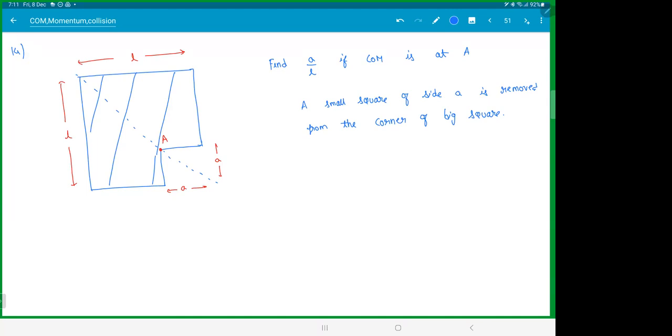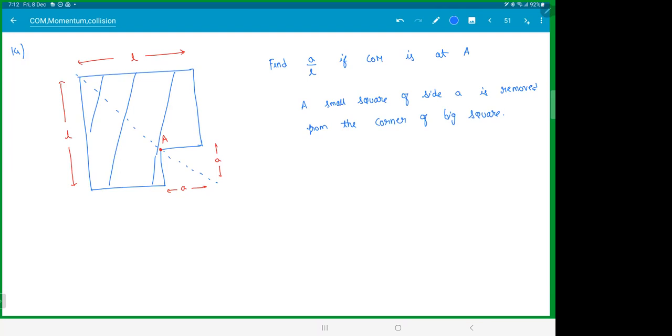How can A be the center of mass before cutting? For a full square plate, what is the center of mass? The center, right? How can A be the center of mass of a full square plate? After cutting, A is the center of mass. Question is clear, everyone? Someone is confused, please ask. Others, do keep your cams on.